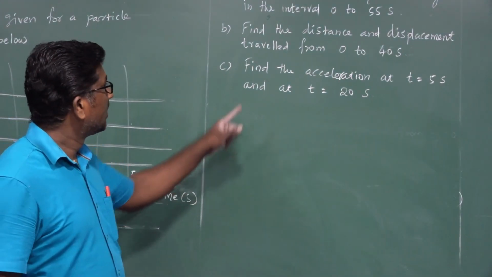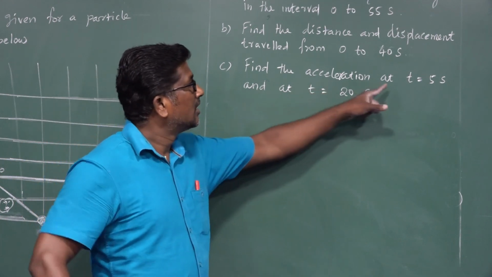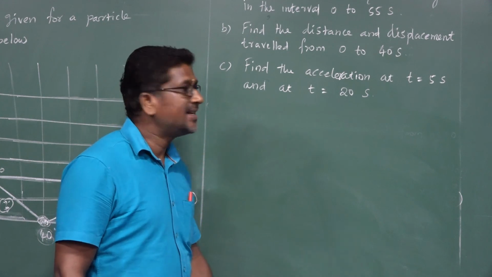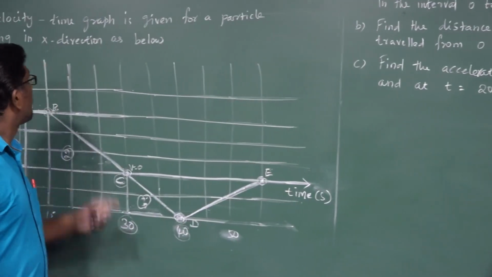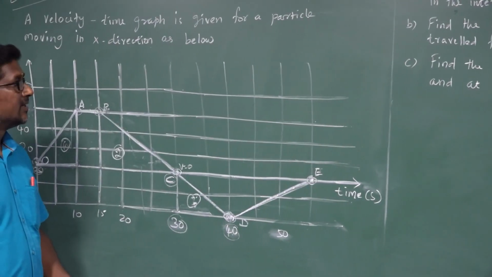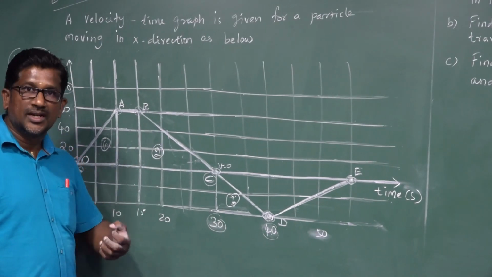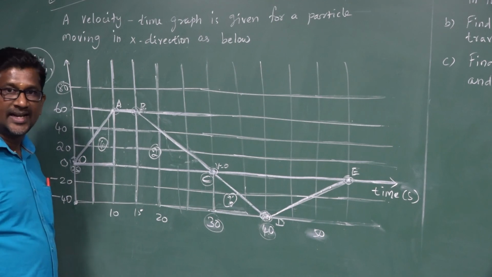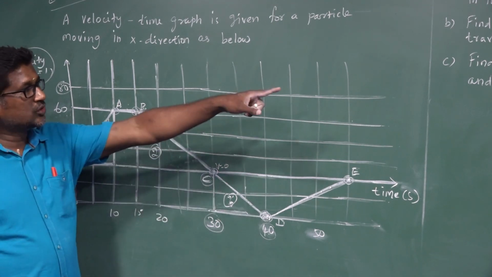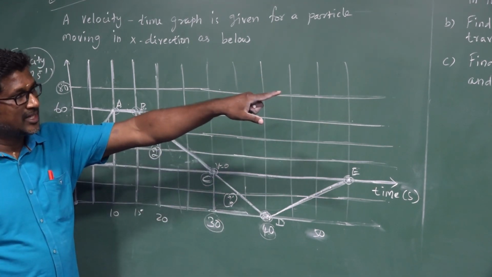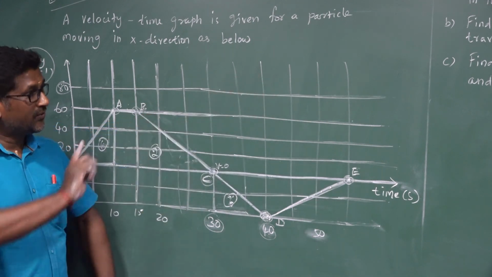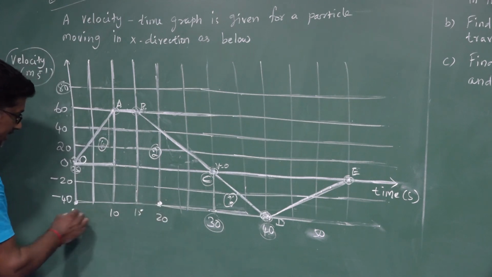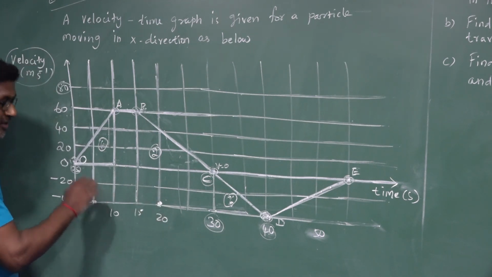Right. C. Find the acceleration at time t equal to 5 seconds and at time t equal to 20 seconds. Right. From velocity time graph, the acceleration experienced by the particle can be determined by taking slope. Right. In this question, find the acceleration experienced by the particle at a time t equal to 5 seconds and t equal to 20 seconds.